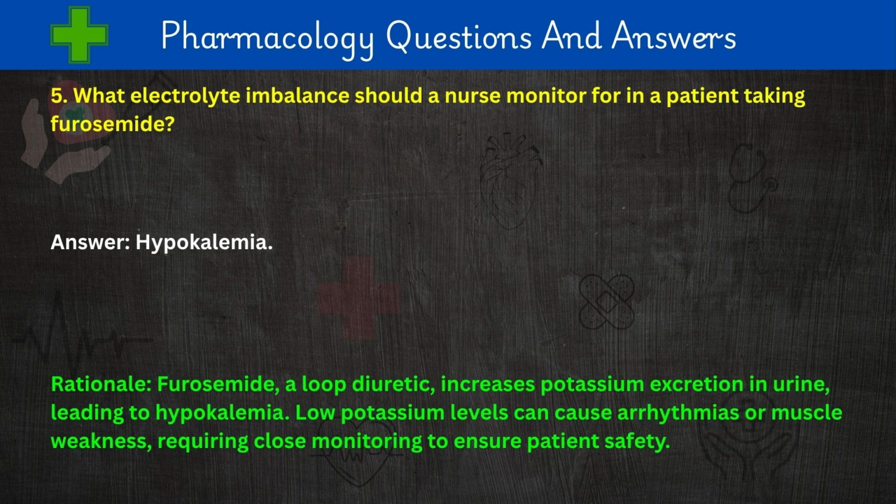5. What electrolyte imbalance should a nurse monitor for in a patient taking furosemide? Answer. Hypokalemia. Rationale. Furosemide, a loop diuretic, increases potassium excretion in urine, leading to hypokalemia. Low potassium levels can cause arrhythmias or muscle weakness, requiring close monitoring to ensure patient safety.